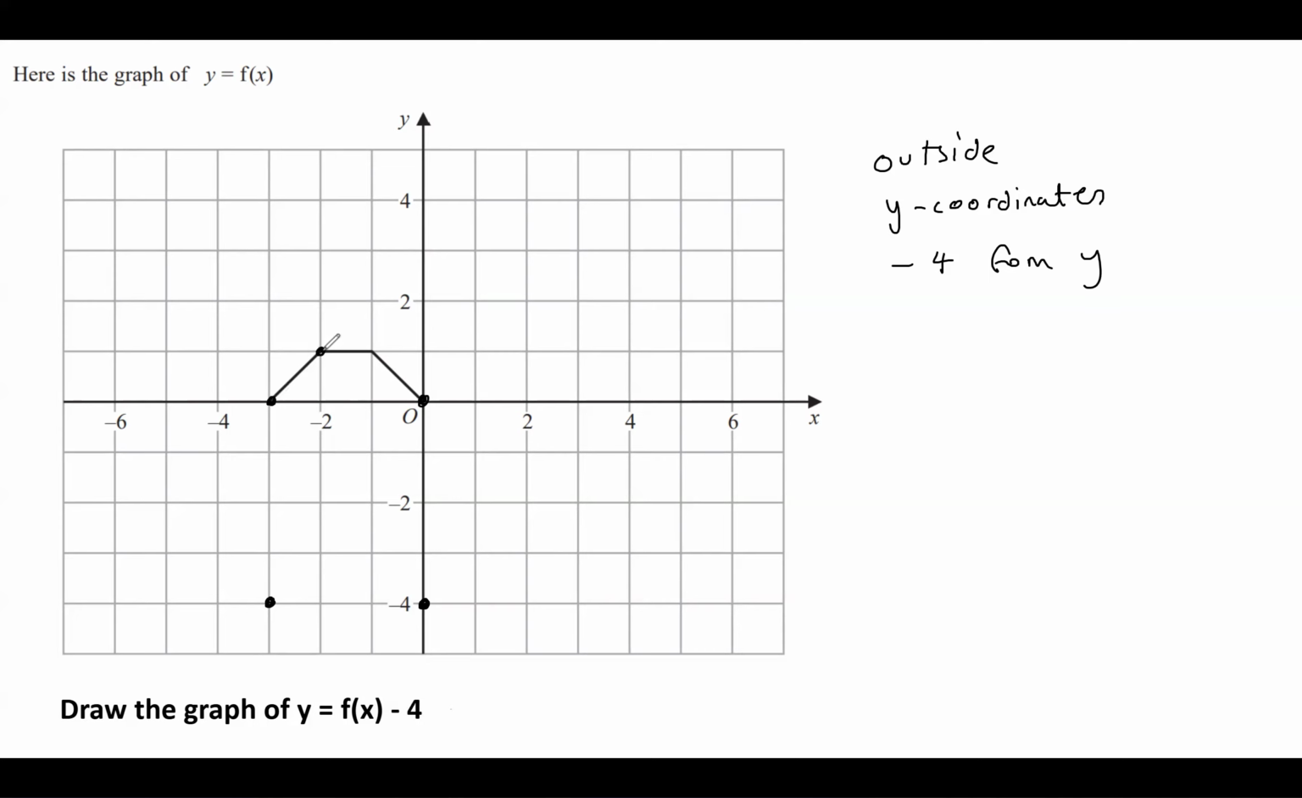And then we can pick this point over here. So currently the y coordinate is 1. So the new y coordinate is going to be minus 3. So we're going down 1, 2, 3, 4. And this is going to be at minus 3. And likewise, this is going to be over here. And then with a ruler, we can join our points up.